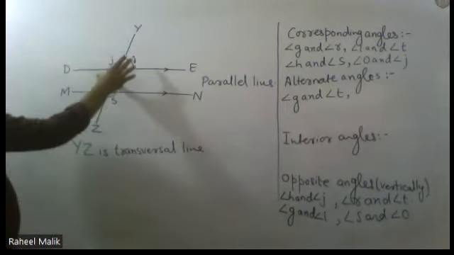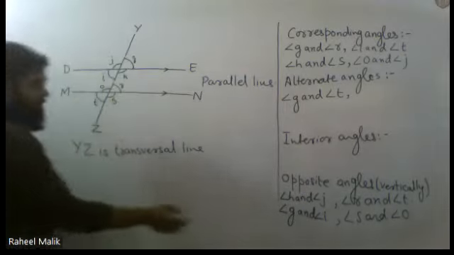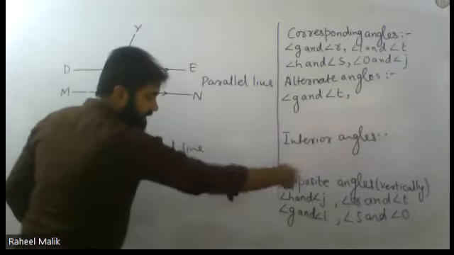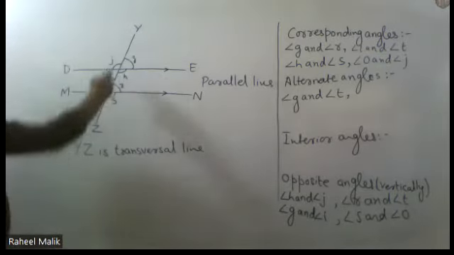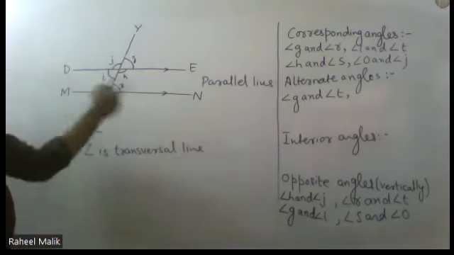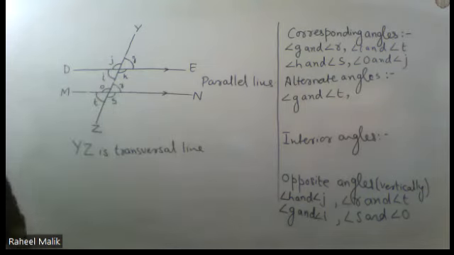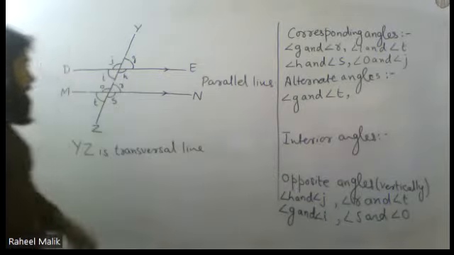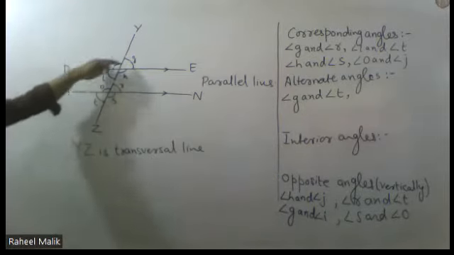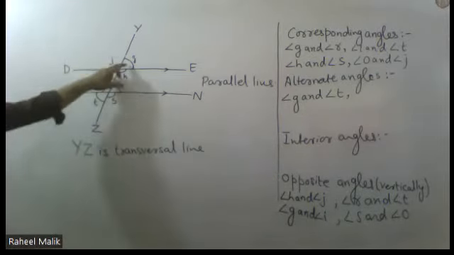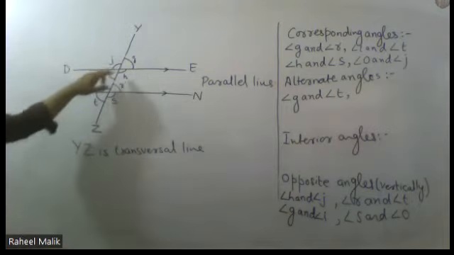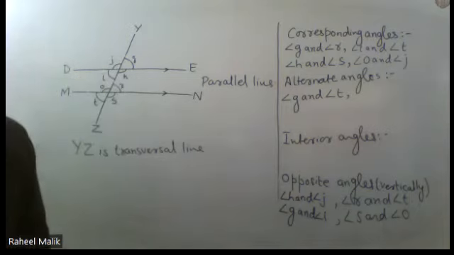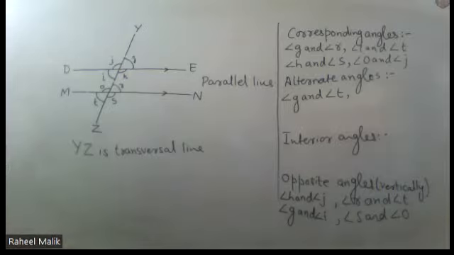If they were on the same line, we would call them vertically opposite angles. But they are on two different lines. Vertically opposite is only for one line. I am saying that they are on the two parallel lines, so that's why I am calling these two alternate angles.